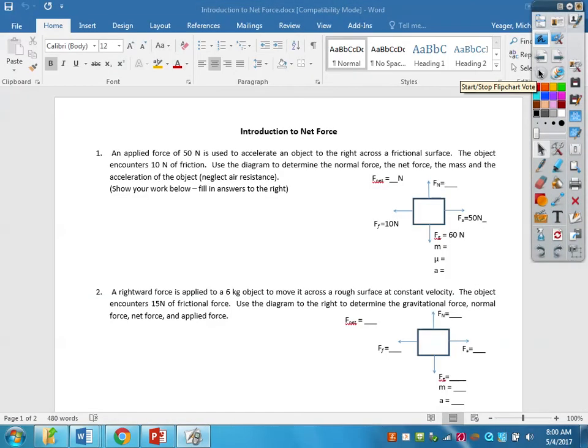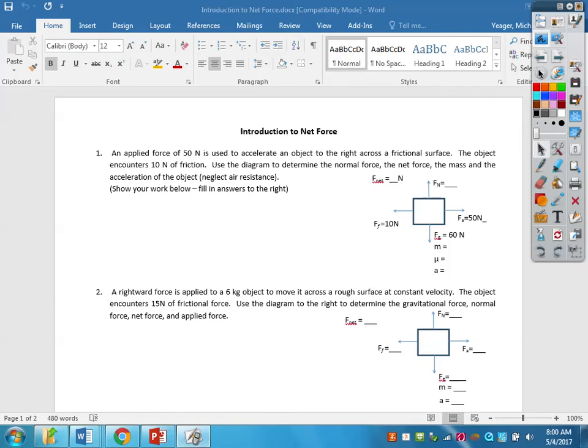Let's do a couple problems briefly here. This won't take very long. So let's look at number one. You have a 50 Newton applied force used to accelerate the object to the right across a frictional surface. The object encounters 10 newtons of friction. Use the diagram to determine the normal force, the net force, the mass, and the acceleration of the object.